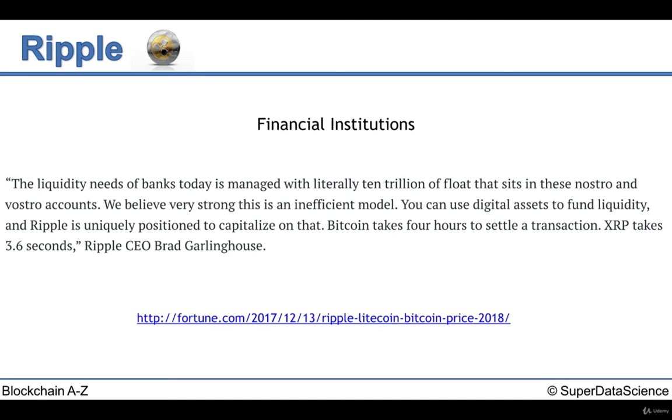Bitcoin takes 4 hours to settle a transaction, where XRP takes 3.6 seconds. You can imagine the benefits of financial institutions being able to make these transactions in such a decreased amount of time. 3.6 seconds is almost lightning fast for a transaction time.